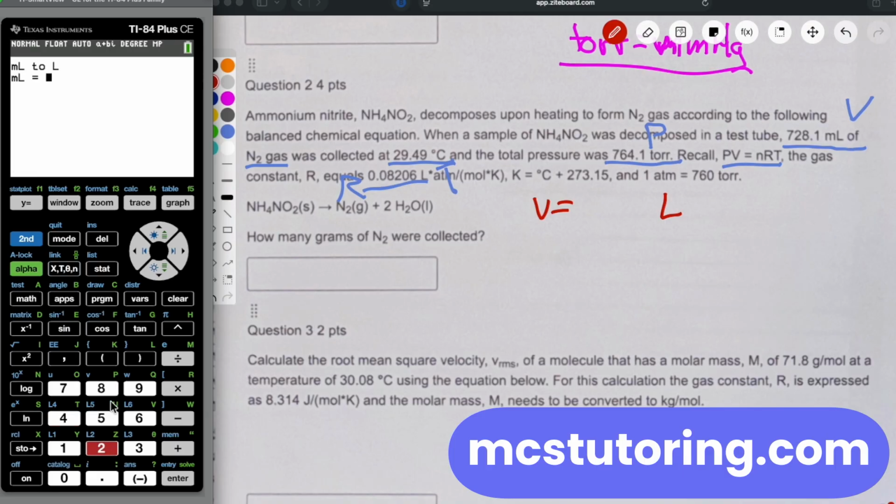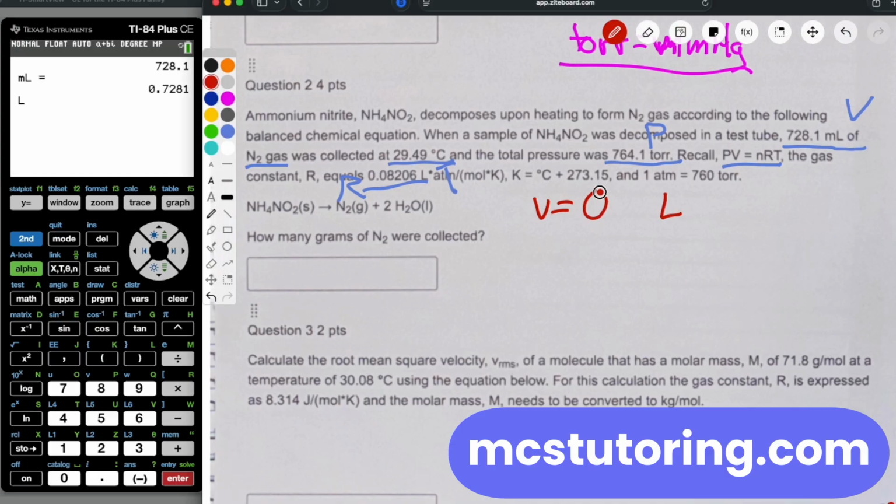Number 2. So the milliliters is 728.1. We're like, okay, cool. It's 0.7281 liters. So 0.7281. Sorry for my cramped writing there. And look, I do know that for PV equals nRT, the temperature does have to be in kelvins. So it's something kelvins. So we got to do that too.